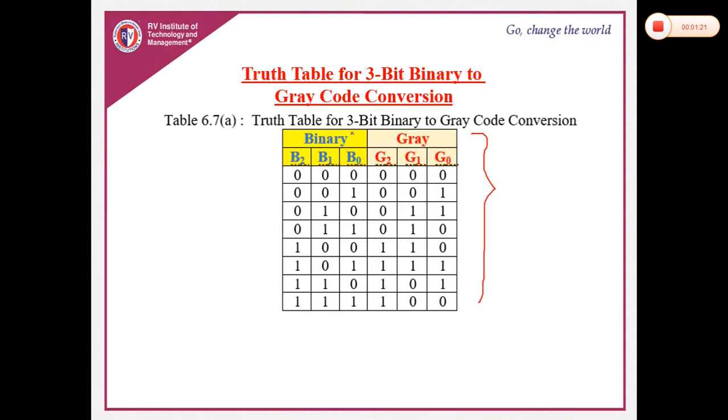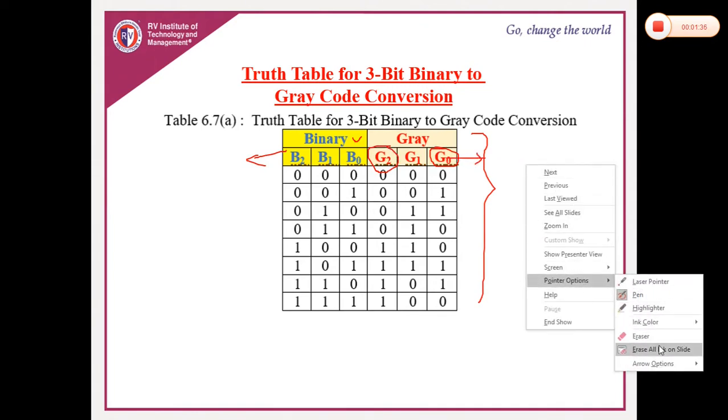So whenever we say binary to gray, binary inputs B0, B1, B2. We take B2 as MSB, B0 as LSB. So that is 3 inputs, and we have 3 outputs, G0, G1, G2. So that is 3-bit output for gray. Now how to fill this truth table?